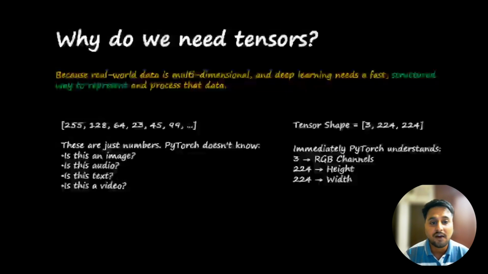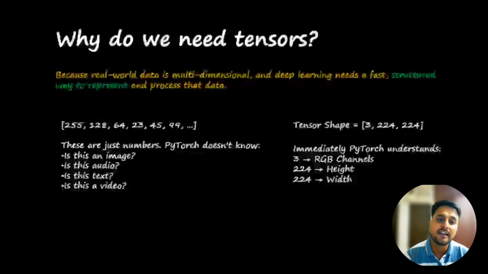Again, without information, a sequence of numbers is meaningless. PyTorch can't guess what it represents. Now give it a shape. What if we give it a shape that is 3, 224, 224? Immediately PyTorch understands that the first dimension represents the three RGB color channels. The second and third dimensions represent height and width respectively. That is a full color image. So PyTorch understands these kinds of tensors with shape immediately.